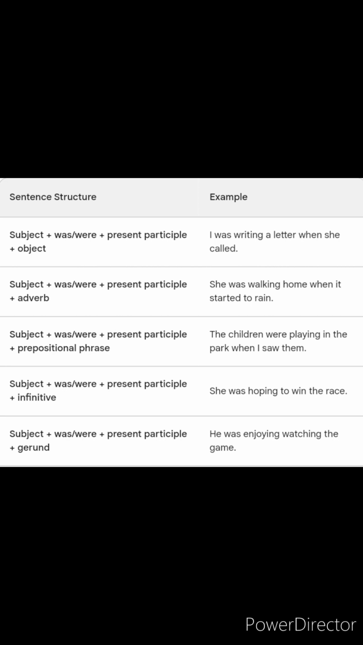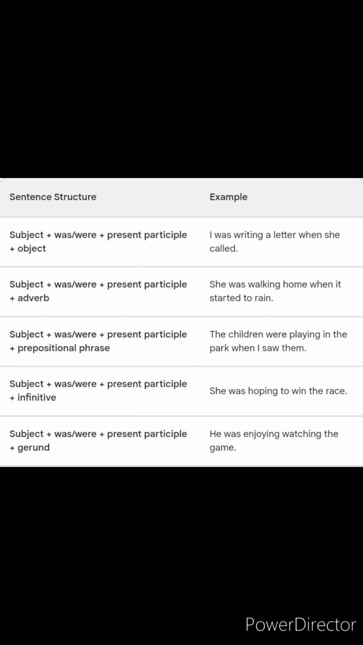Continuous tense. Today we are going to do past continuous tense, which is also known as past progressive tense. This tense is used to describe an action or event that was happening at a specific point in the past. It is formed by using the past tense of the verb to be, that is, was or were, which is followed by the present participle, the ing form.